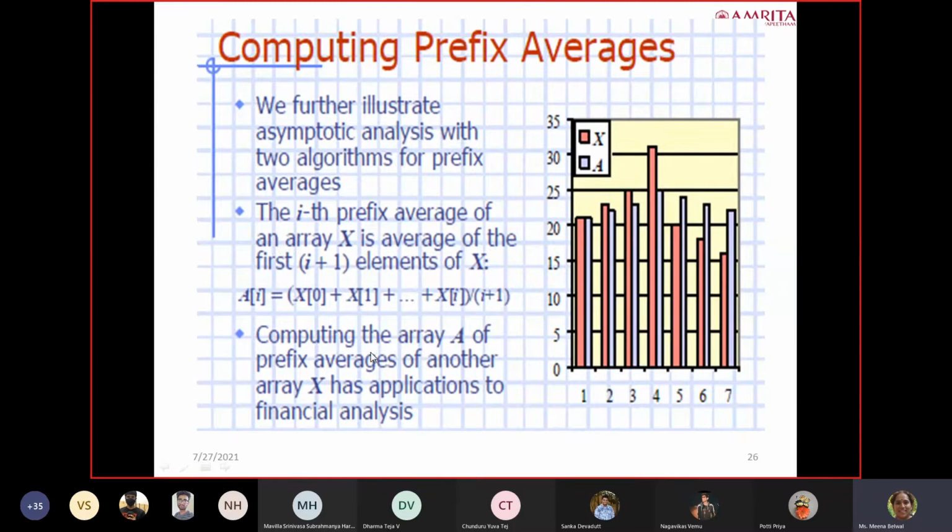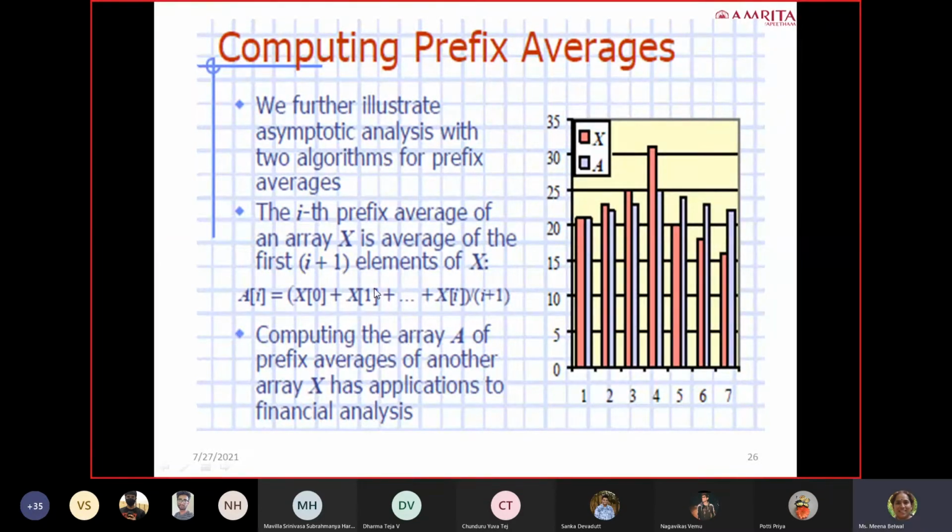Computing the array A of prefix averages of another array X has an application to financial analysis. So many times we need to calculate the prefix averages, in applications related with finance. Now the question is, it's a very simple exercise, a very simple problem.